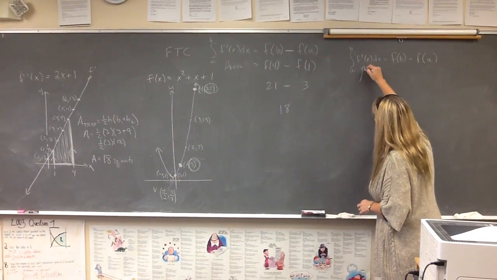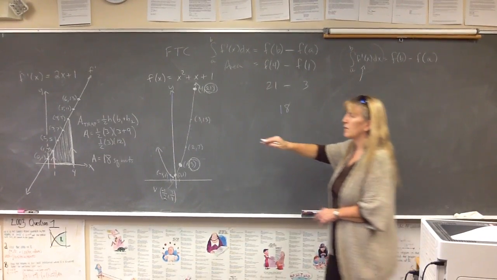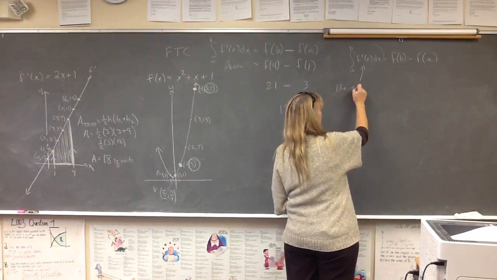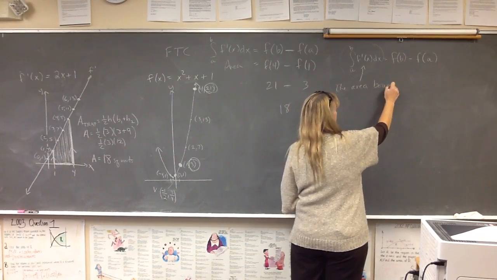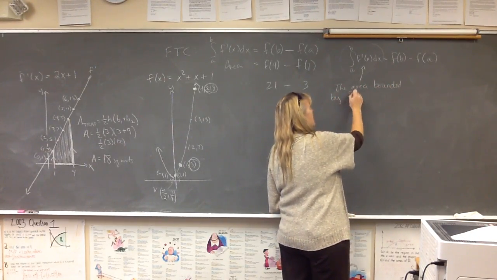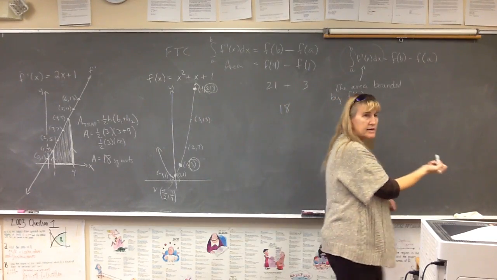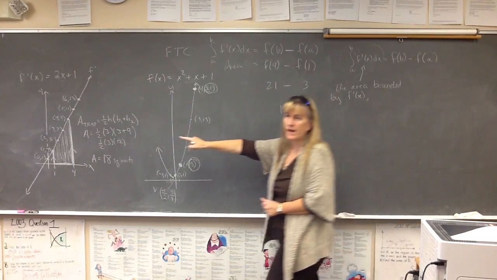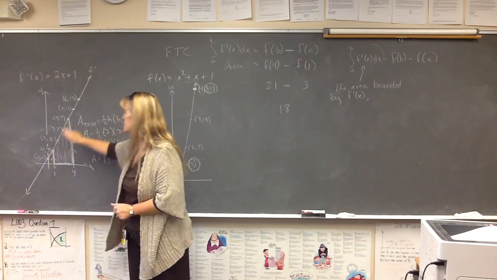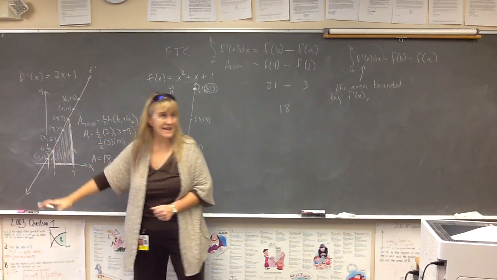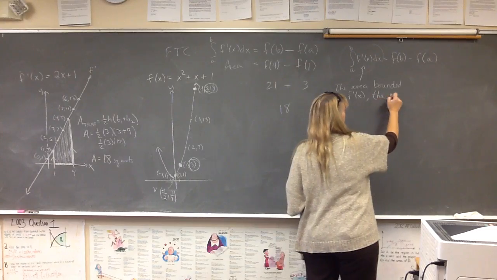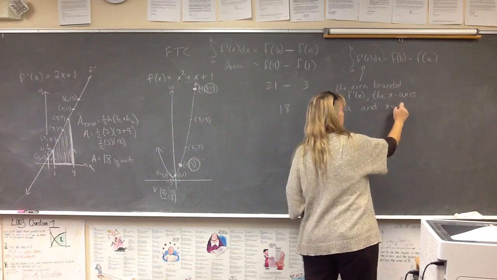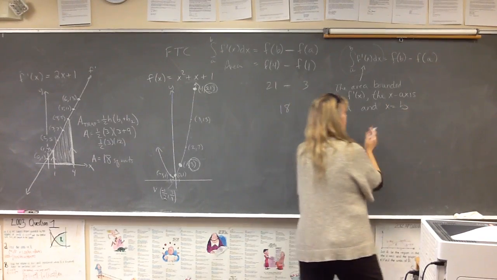So this whole concept is what we did when we found this area. So this concept represents the area bounded by f prime of x. Bounded by, I've said it 2 or 3 times already, the derivative function, the x-axis, x equals 1 and x equals 4. x equals a and x equals b. That means that we have the interval from a to b.